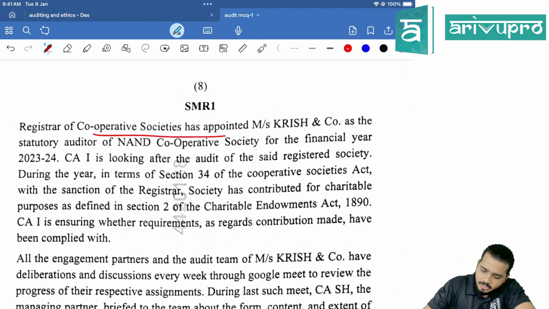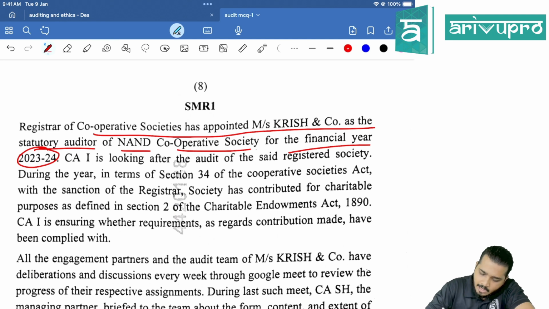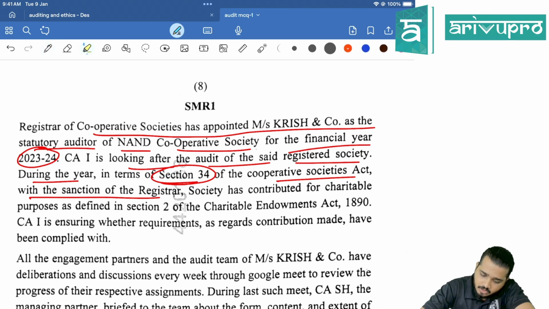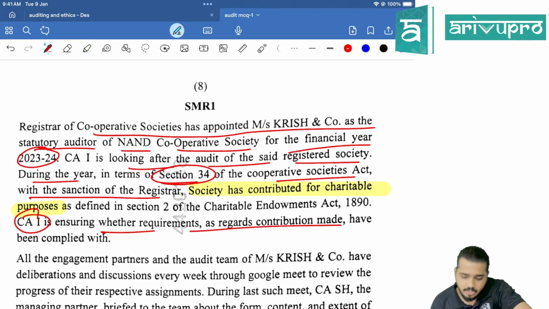Registrar of Cooperative Society has appointed Mr. Chris and Co. as the auditor of Nand Cooperative Society for the financial year 23-24. CAI is looking after the audit of the said registered society. During the year, in terms of Section 34 of the Cooperative Societies Act, with the sanction of the registrar, the society has contributed for charitable purposes. Okay. Now, CAI is ensuring whether requirements as regards to contribution have been complied with or not. You tell me, without MCQ, what should be the contribution?